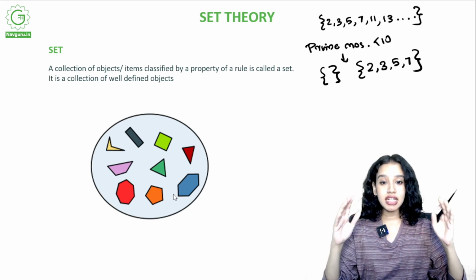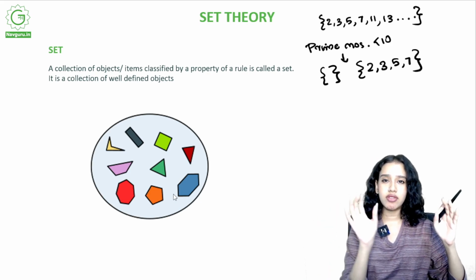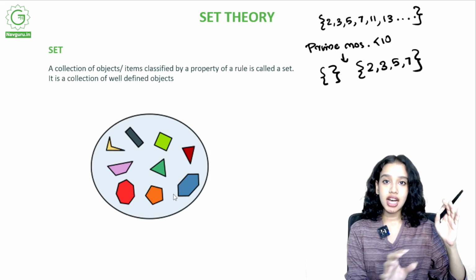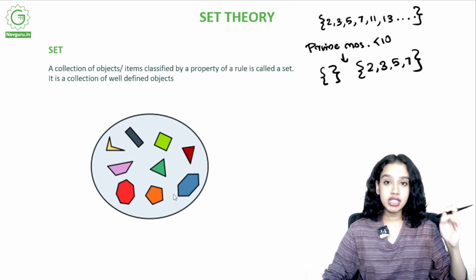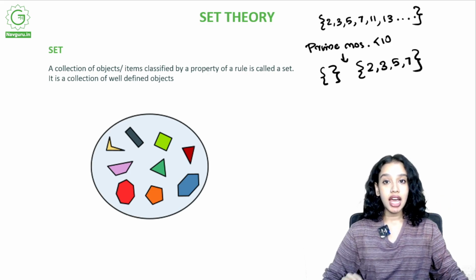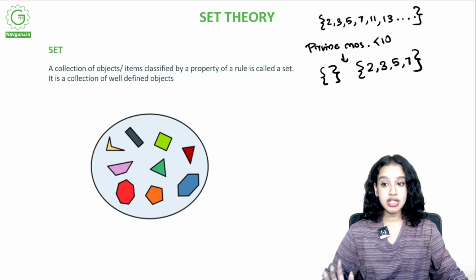So a collection of well-defined objects is known as a set. I hope the concept of a set is clear.